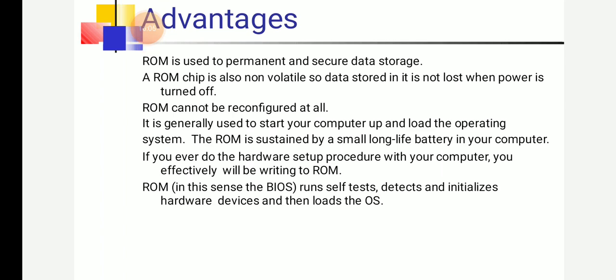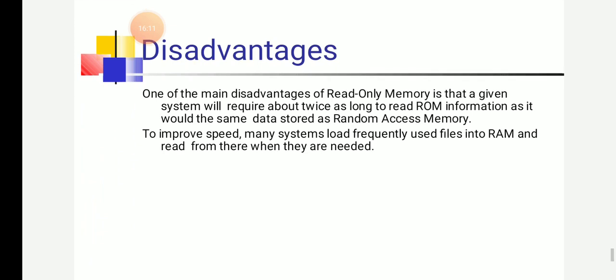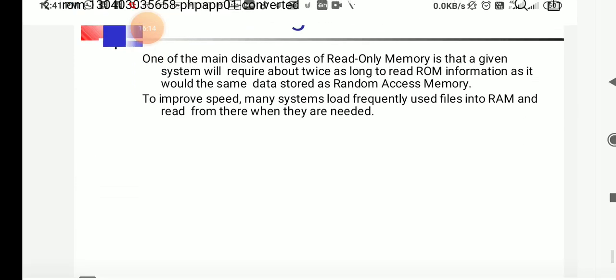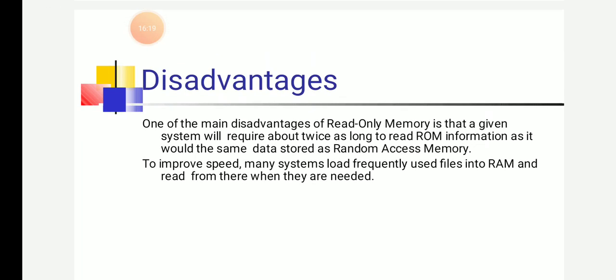So these are some advantages related to ROM. Next, disadvantages. One of the main disadvantages of read-only memory is that a given system will require about twice as long to read ROM information as it would the same data stored in random access memory. To improve speed, many systems load frequently used files into RAM and read from there when they are needed.